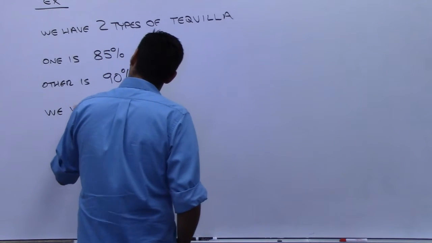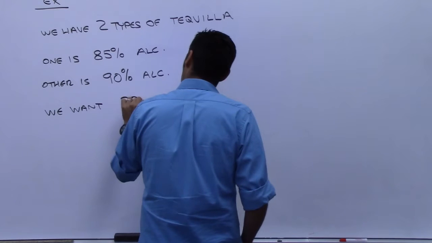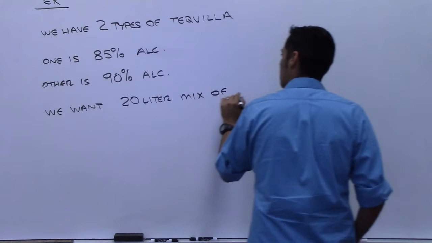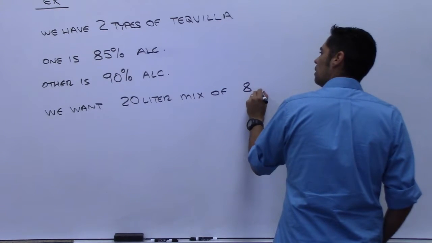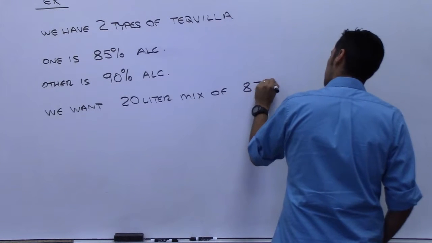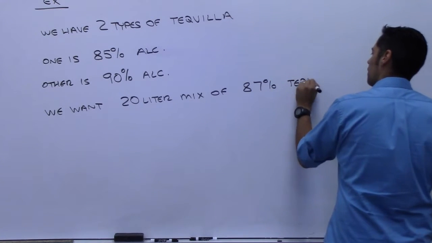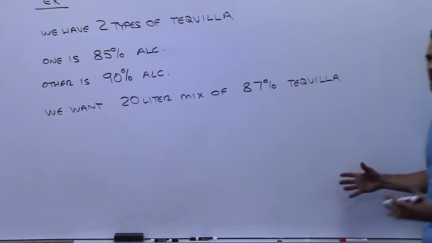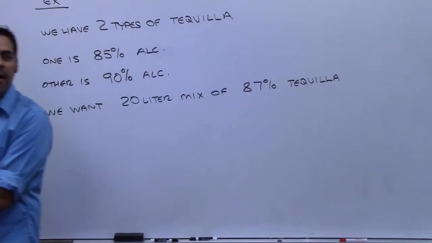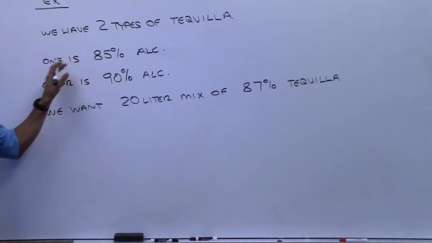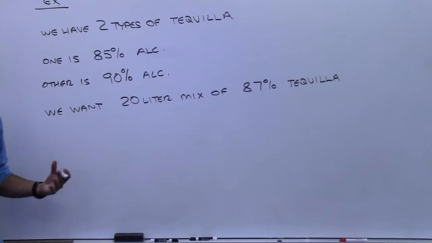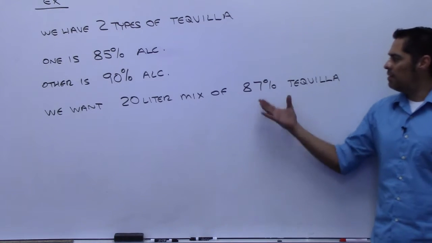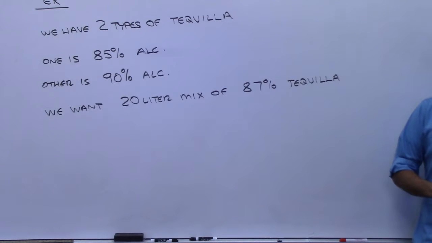So what we want is a 20-liter mix of 87% tequila. So we're going to take these tequilas that we have, and remember, we have a bunch of bottles of each, so we're not going to run out of them. We have a bunch of tequila that's 85% and a bunch that's 90%, and our manager wants us to mix them together so that we get a total of 20 liters of this 87% tequila. We'll save a little money this way.